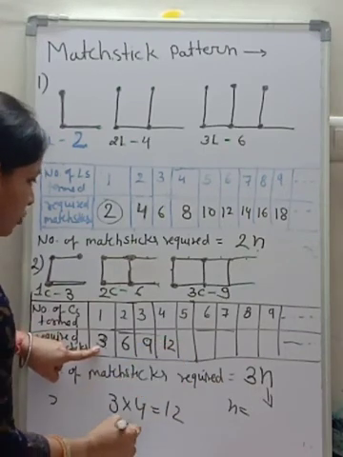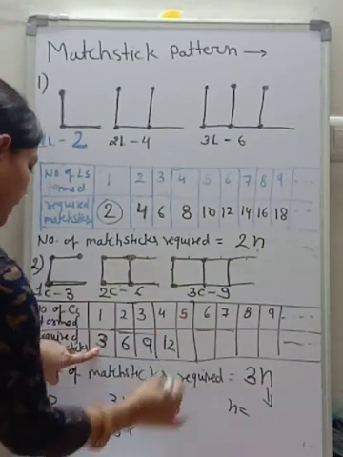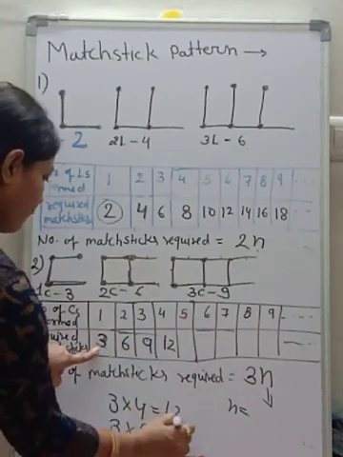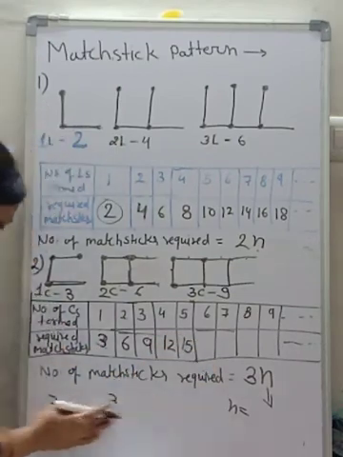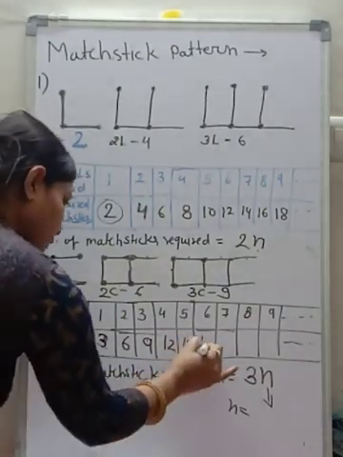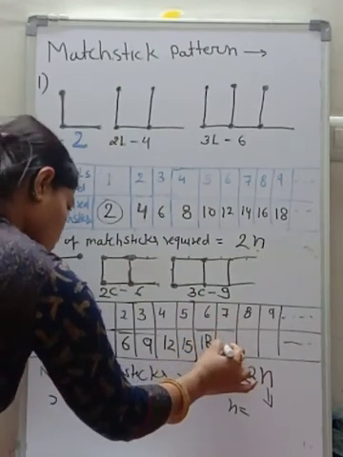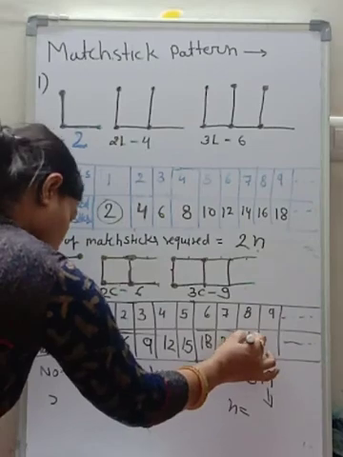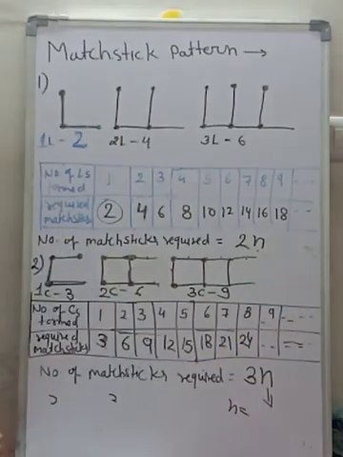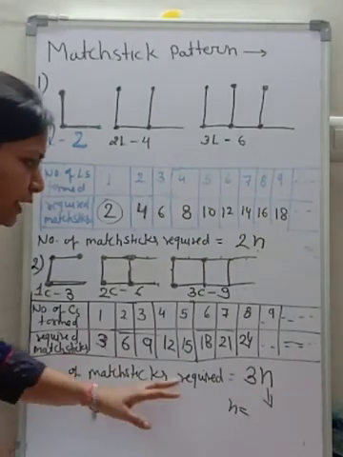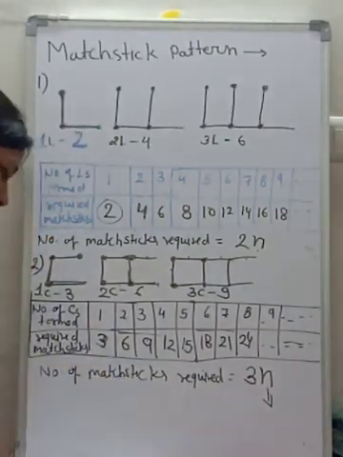Next, 3 and the number of C's required is 5: 3 fives are 15. Similarly, that is 18, and the number of C's is 7, so that is 21, 24, and so on. So you can easily find the number of matchsticks required. This is the formula for the number of patterns.